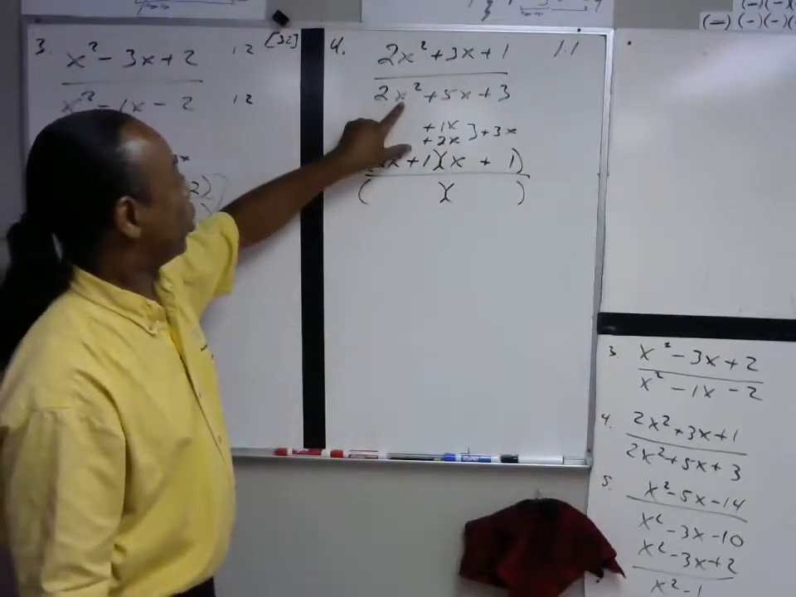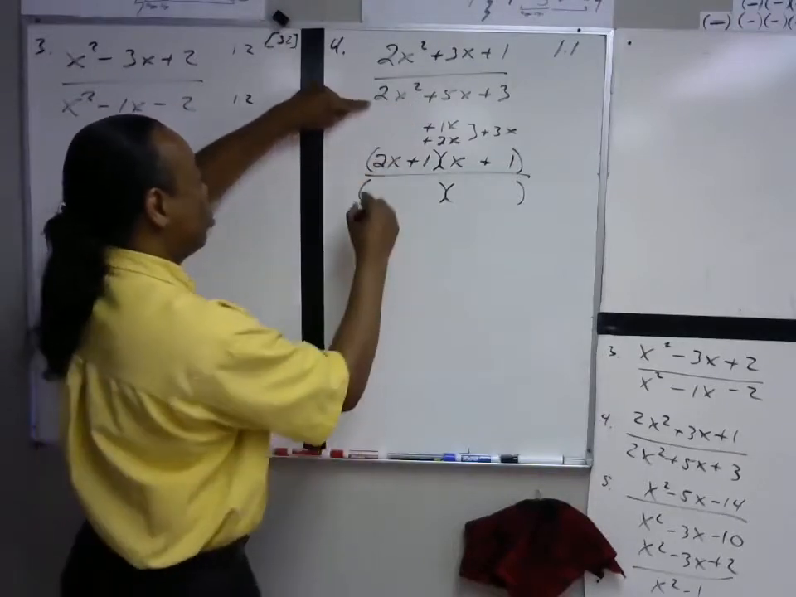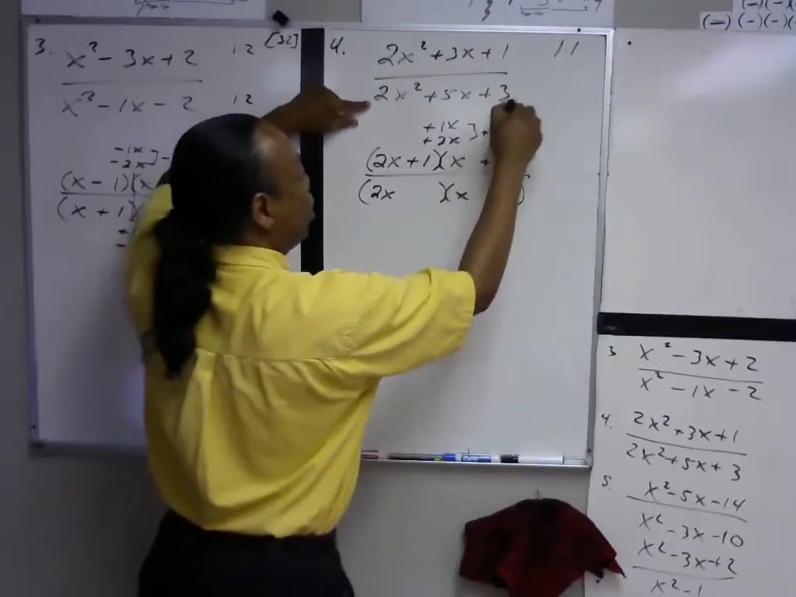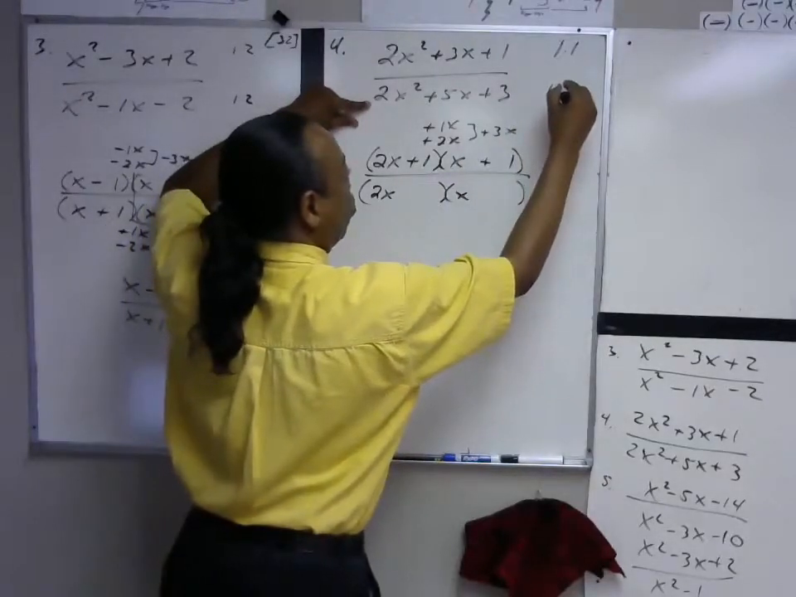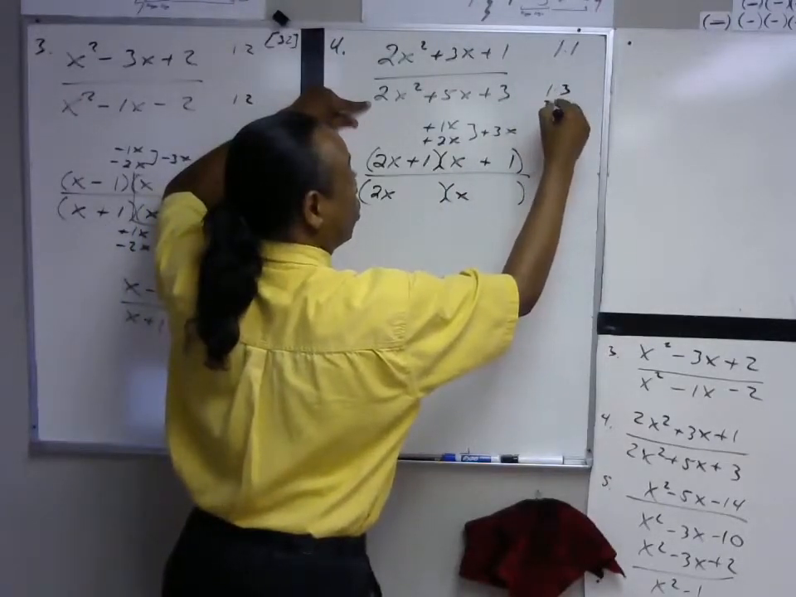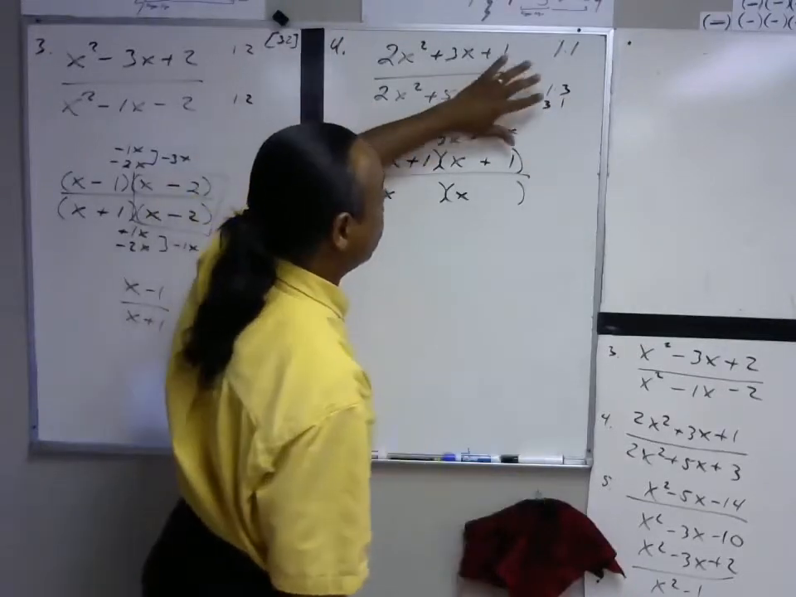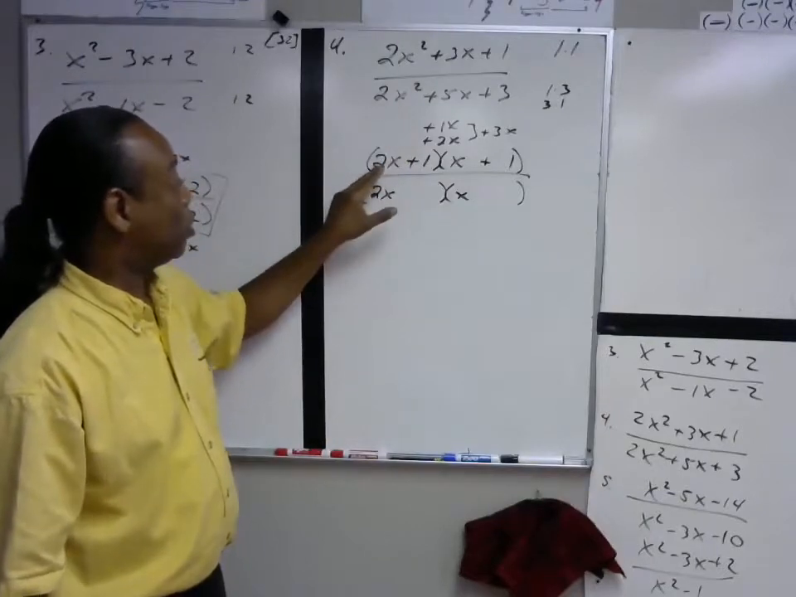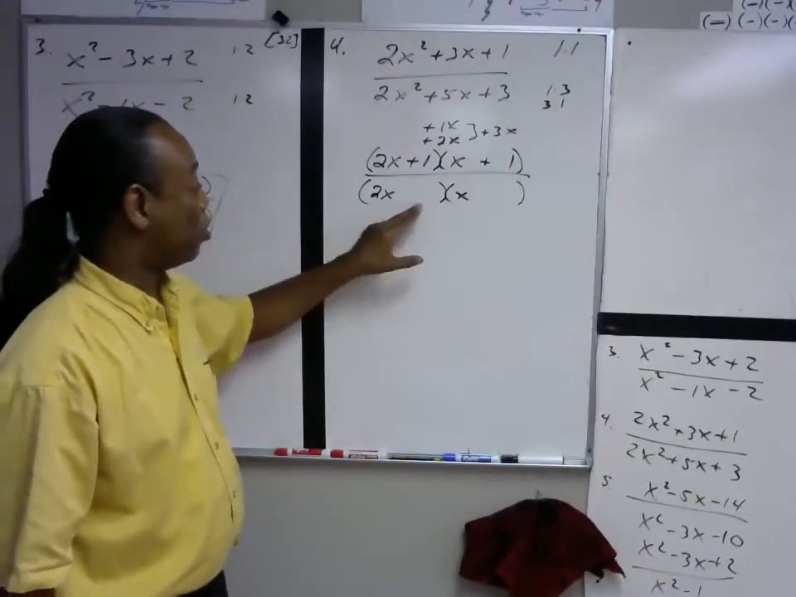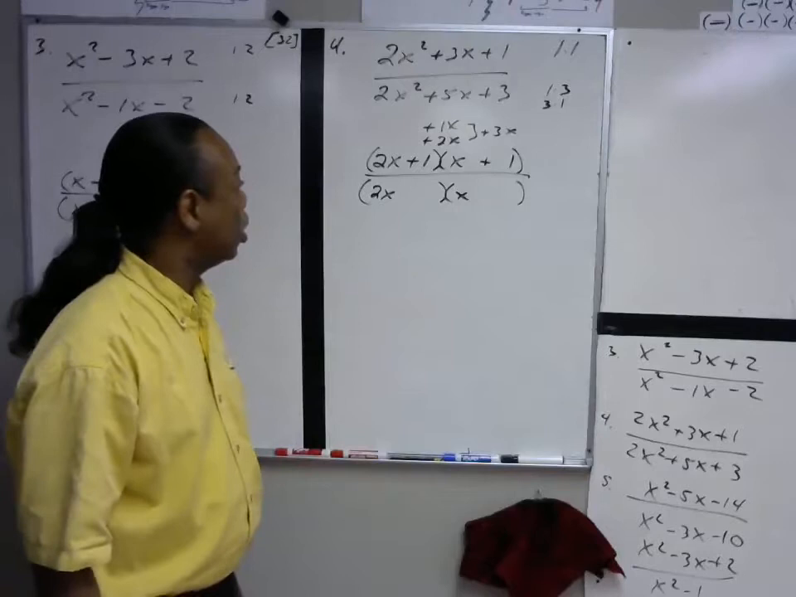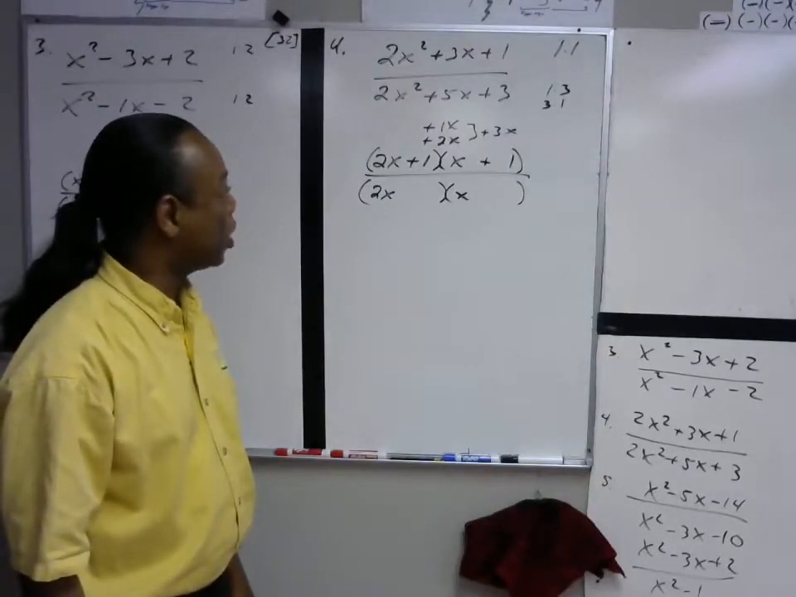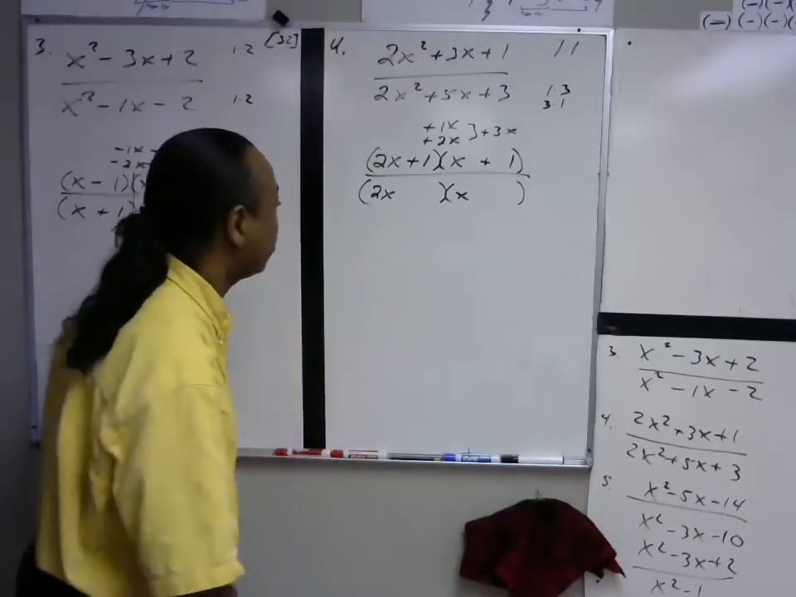Next, 2x squared factors into 2x times x. 3 only factors into 1 times 3. Oh, we also have a choice of 3 times 1. So we have 2 choices there. And the reason why we have 2 choices is because this is not just simply an x times x for the start, or for the first terms. So let's try the 1 times 3. And if that doesn't work, we'll try the 3 times 1.